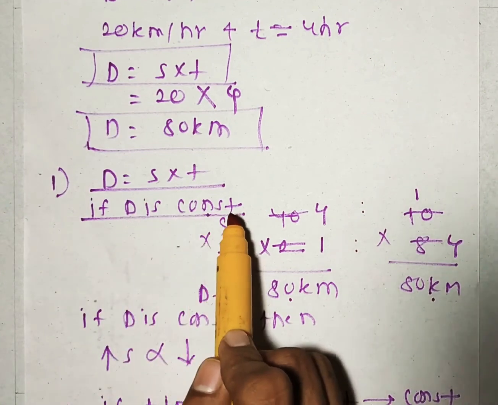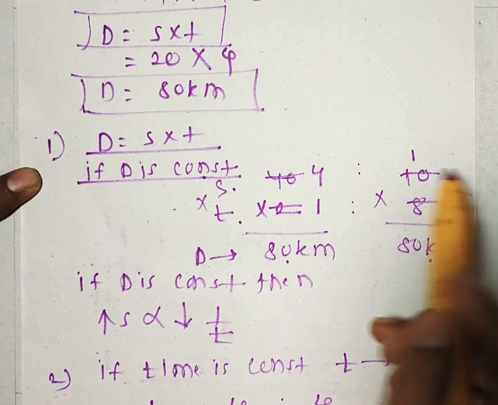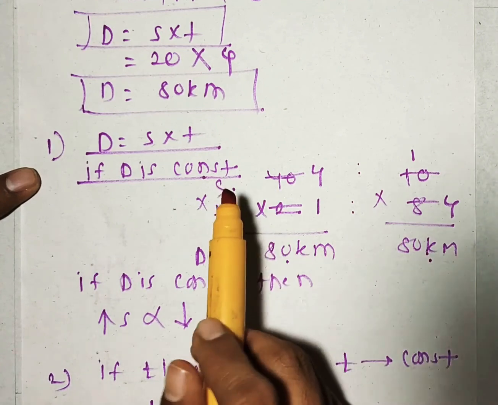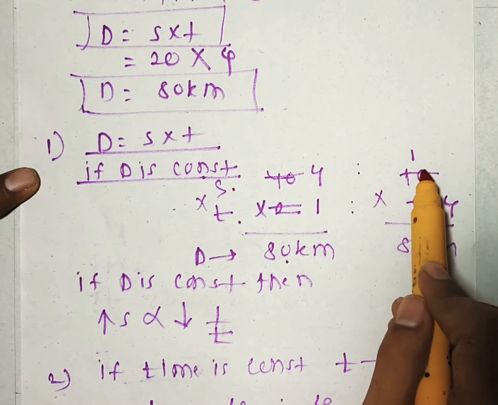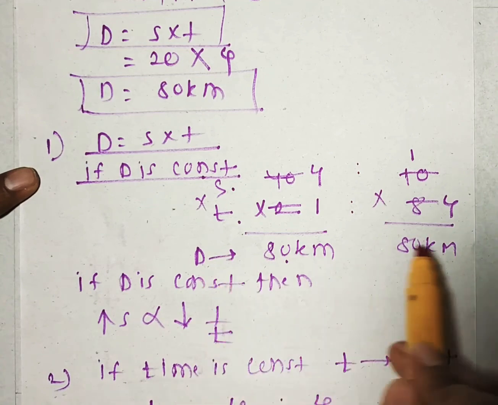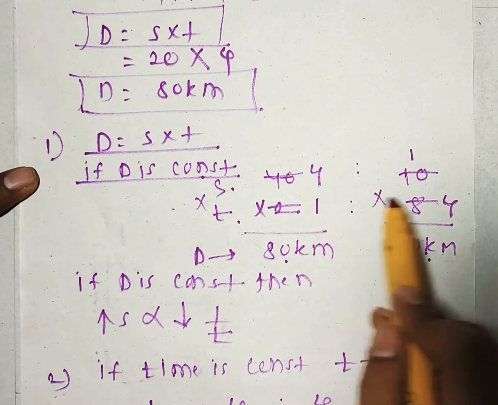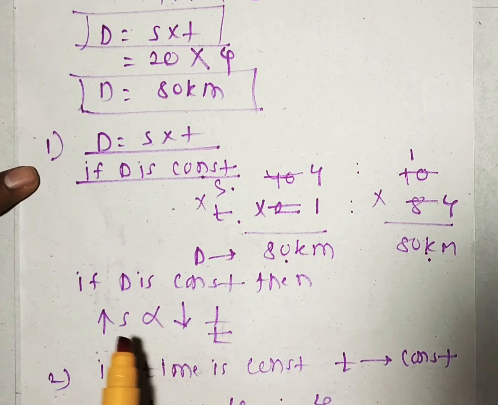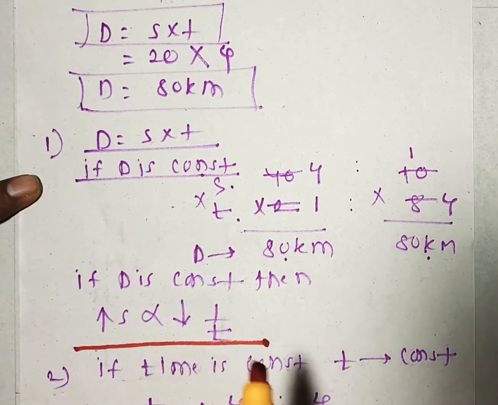If distance is constant, I have taken here distance as a constant, 80 km. This is the first scenario, this is the second scenario. 80, 80. If speed is 40, then the time will be 2. And if speed is 10, then the time will be 8. So 40 twos are 80, 10 eights are 80. So if the distance is constant, I took it in terms of ratio. 10 ones are 10, 10 fours are 40, 2 ones are 2, 2 fours are 8. So if the distance is constant, then speed is inversely proportional to time. Speed is inversely proportional to time.